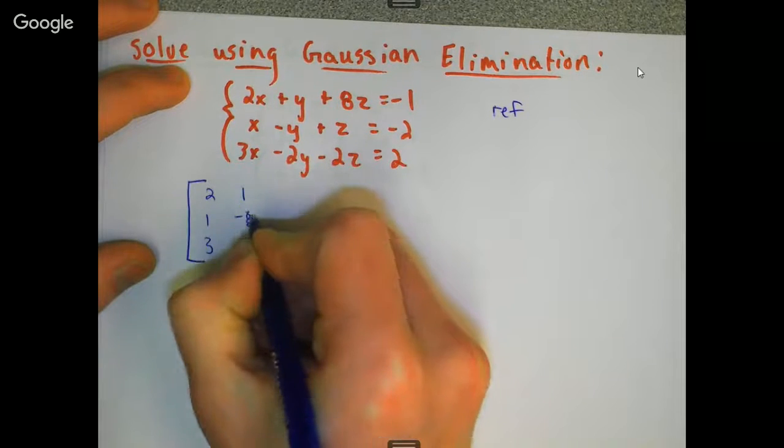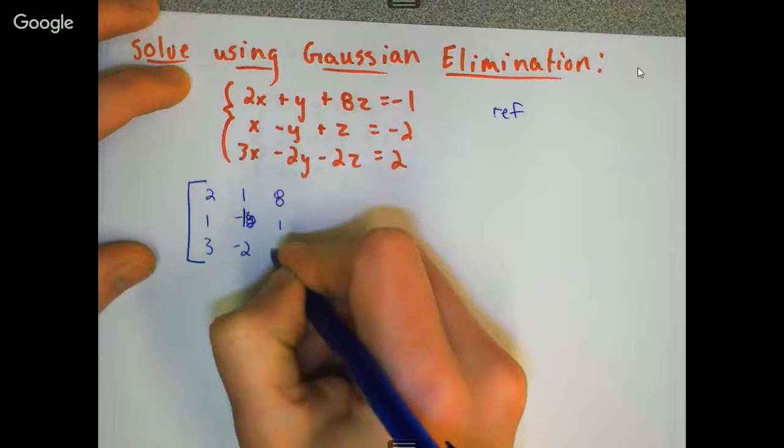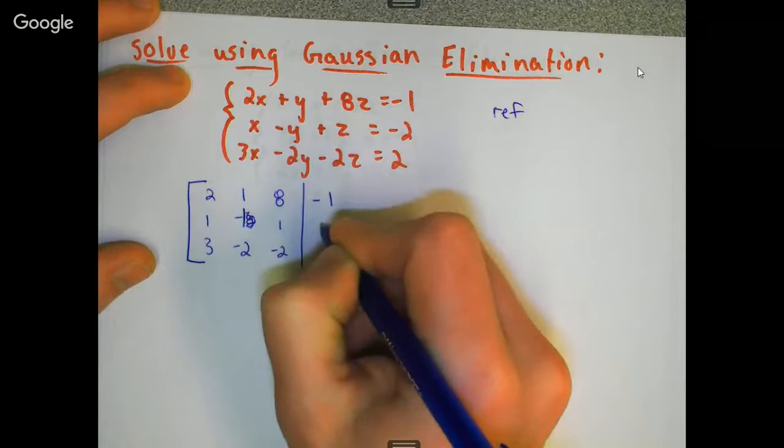Nope, that's a -1. So 8, 1, -2. Your solutions -1, -2, and 2.